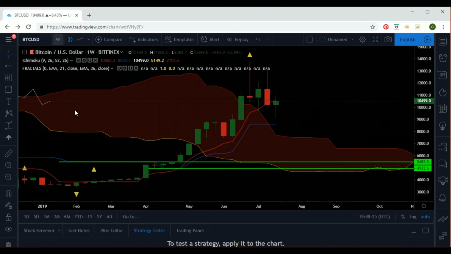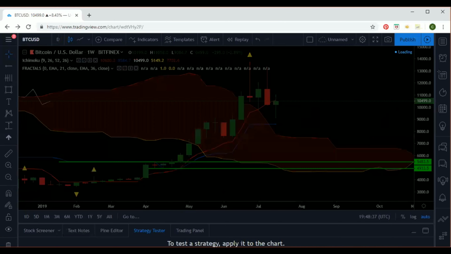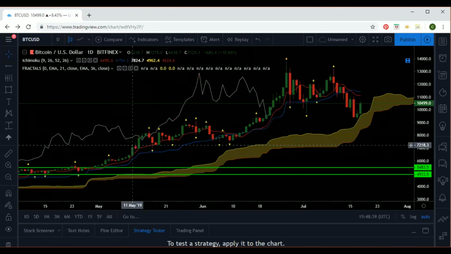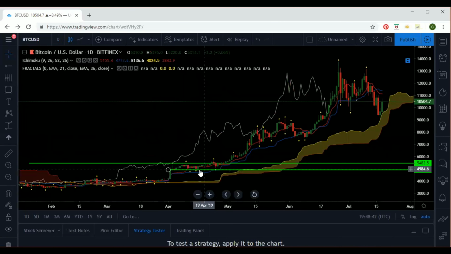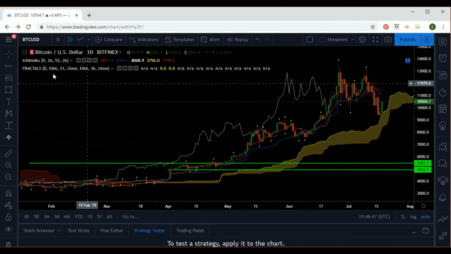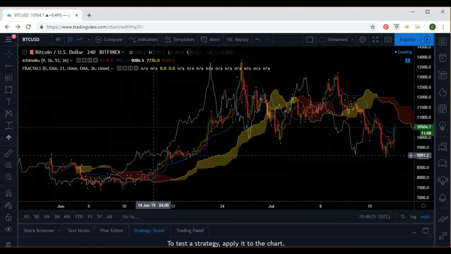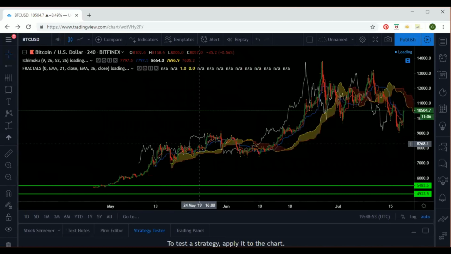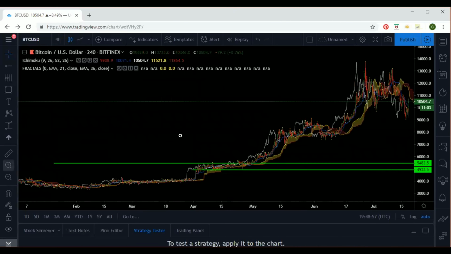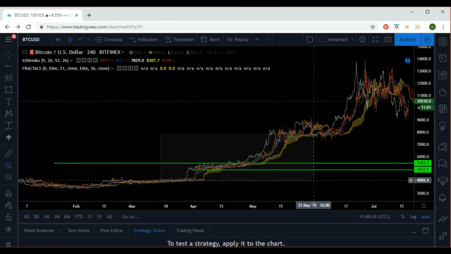So let's go back to the daily, and we'll go to the 4-hour in a second. So you see how it's just respecting this level, respecting. Then it disrespects, boom, breaks to the upside. So let's say we go to the 4-hour time frame. Where is it? Here we are. Bam, right there. Let's zoom in.